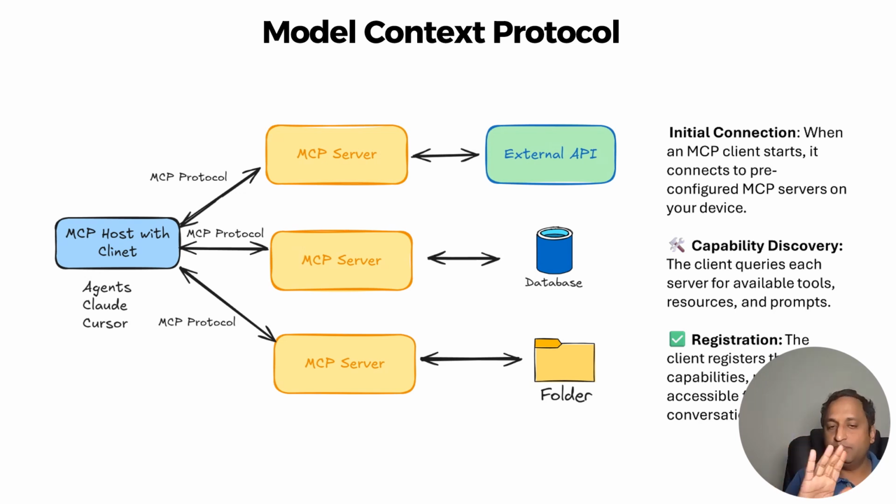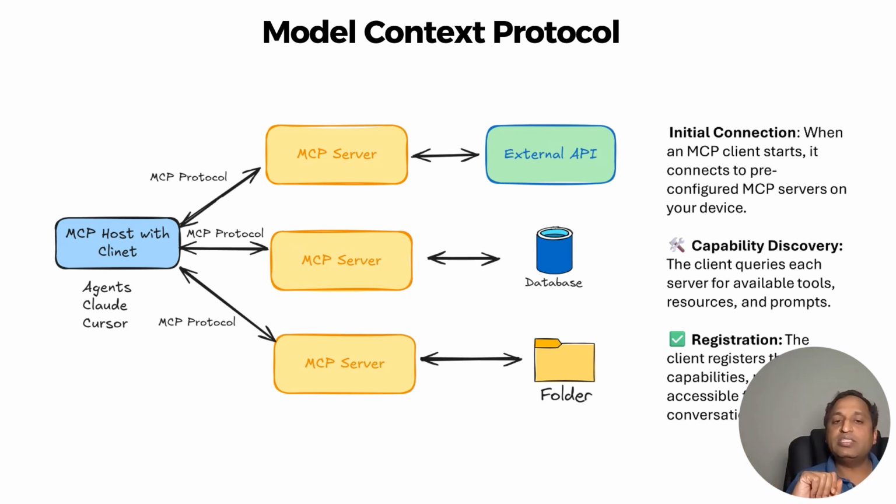MCP mainly has two components. One is an MCP host, which will have the MCP client. This MCP host could be the AI agents you are building. It could be an agent built using LangChain, it could be Claude Desktop, or it could be Cursor, anything which has an MCP host with an MCP client. And then we have the MCP server. That MCP server hosts multiple tools, right?